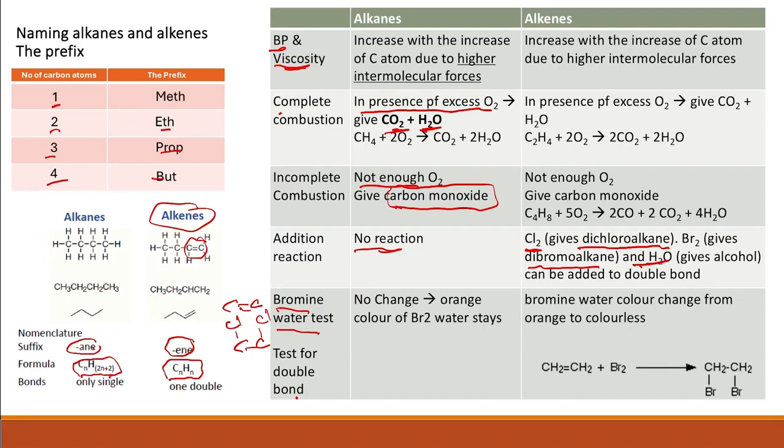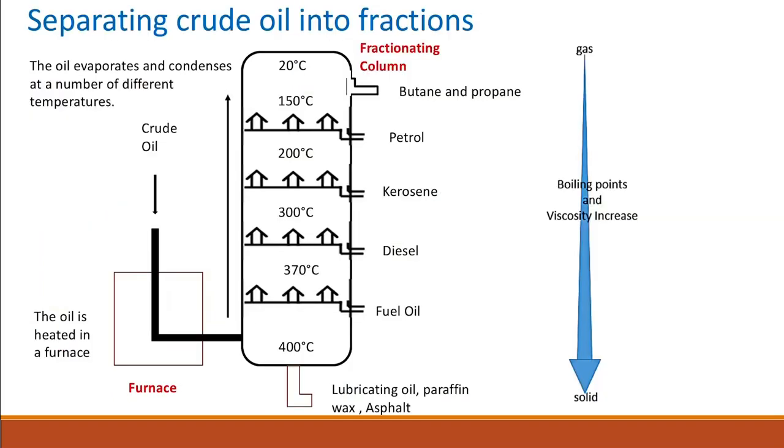However, with alkenes like ethene here, when it reacts with bromine, the double bond will be broken and bromine will be added to give you dibromoethane. So bromine water color will change from orange to colorless because there is no bromine anymore. So the color will change from orange to colorless.